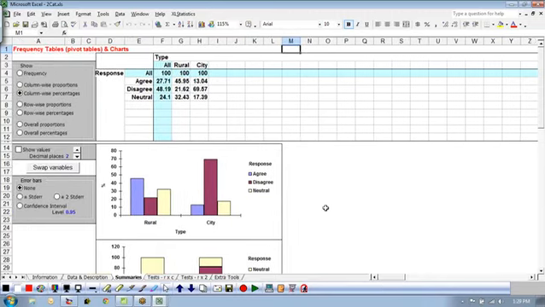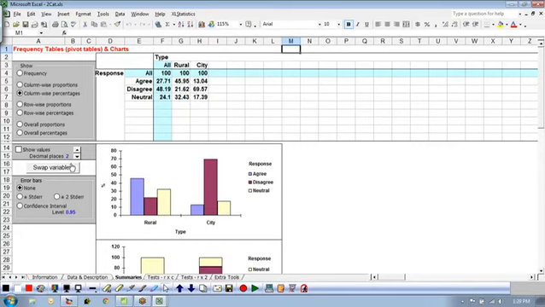Okay, so here's basically what we want to see. We want to see, are these profiles different for rural and city? Well, to me, they certainly look very, very different. The question is, is this real, or is it a figment of our imagination?